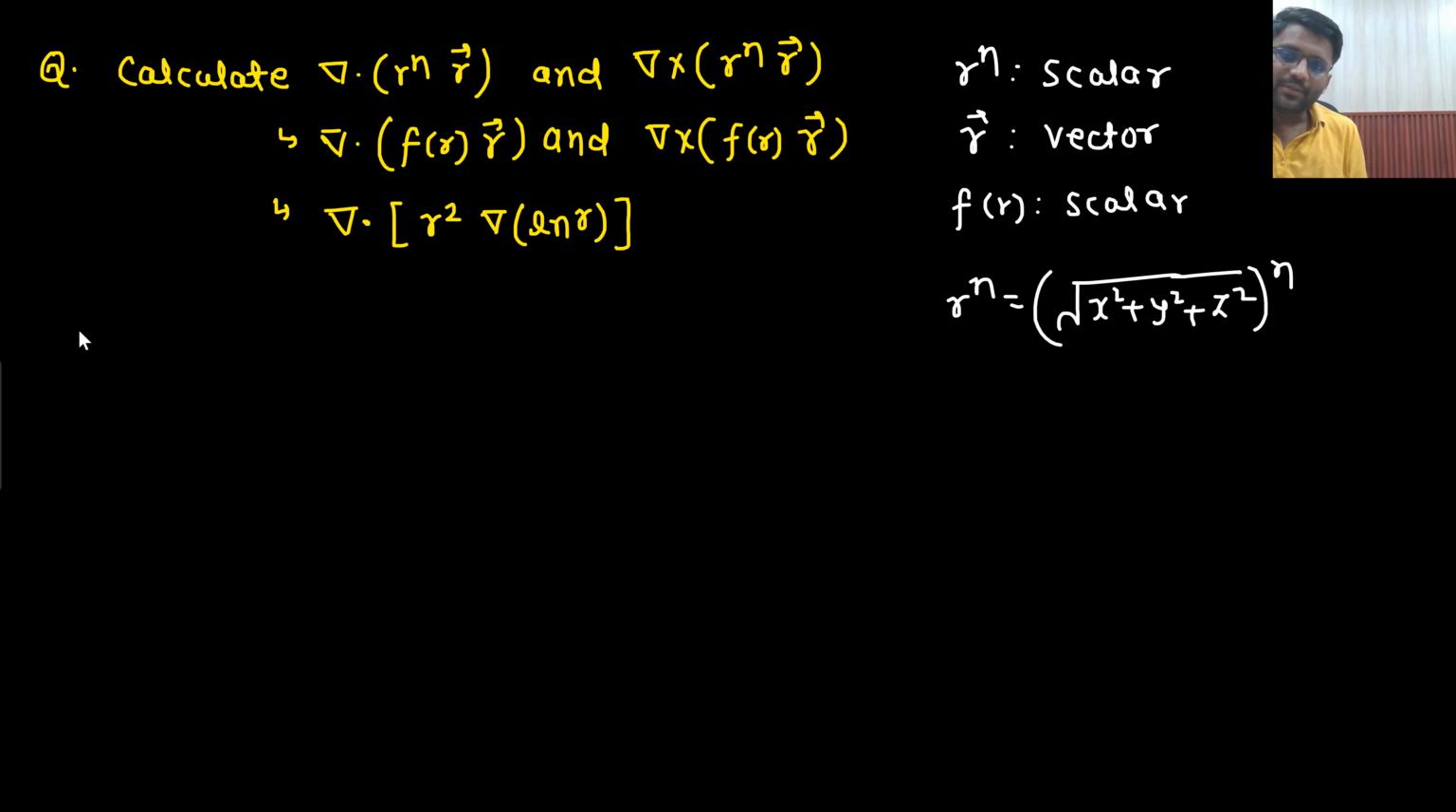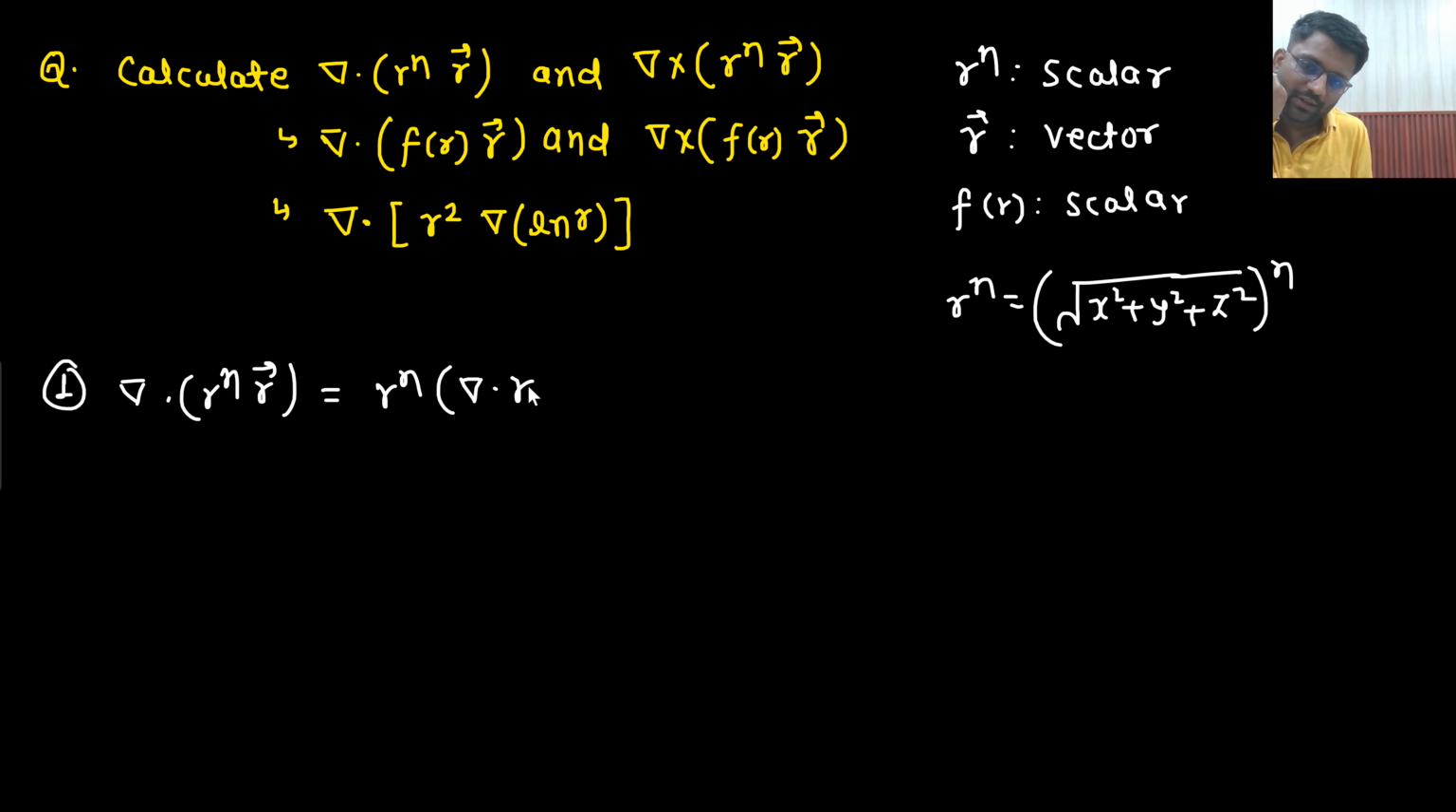So first of all, what am I supposed to calculate? First, I am supposed to calculate del dot r^n r vector. What will be the answer of it? This is a scalar, r to the power n will come out. Then del will deal with del dot r, we will do plus, then del will deal with r to the power n, dot product with r cap.